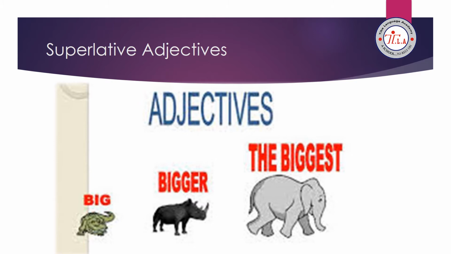Here I'm comparing one to others. When we are making a comparison between more than two, here we are coming to the superlative form. Look at this picture. Big, bigger, the biggest. So big is the adjective. Bigger is the comparative form. The biggest is the superlative form.